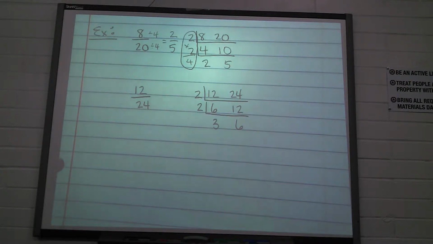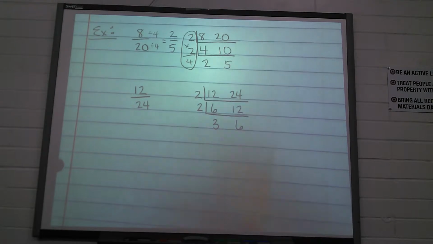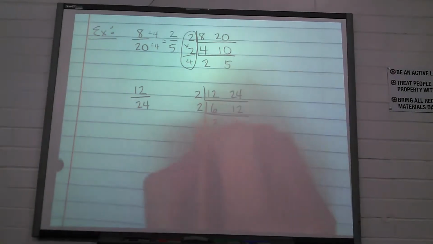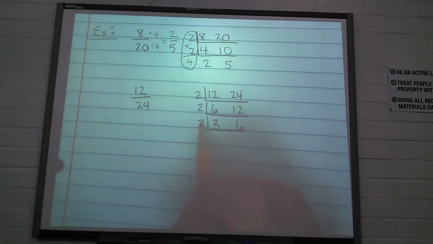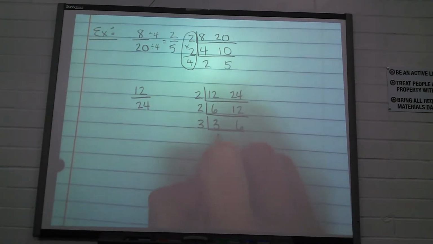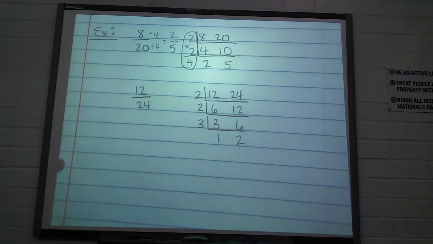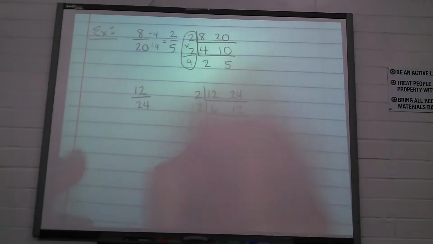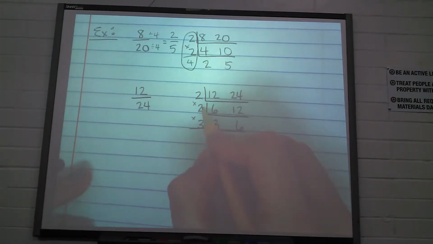How about 3? Can 3 go into both of these numbers? Yes, because 3 can be divided by 3, and 6 can be divided by 3. So I'll draw my 3 off to the side. What times 3 equals 3? 1. What times 3 equals 6? 2. And I know that when I see a 1, that means I am done. All right, so let's find our greatest common factor. 2 times 2 is 4, times 3 is 12. So my greatest common factor is 12.